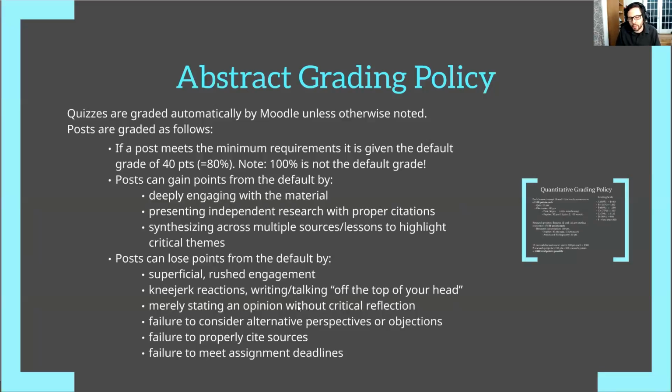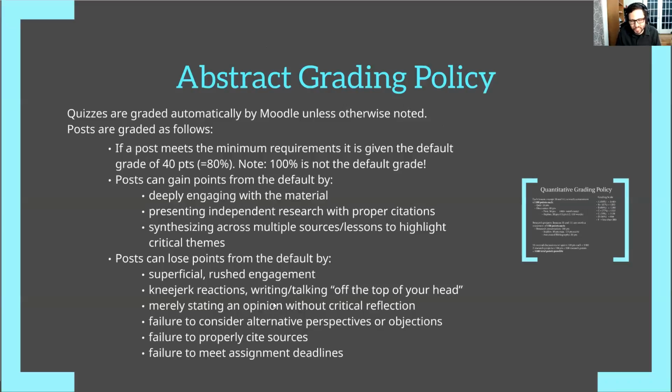Merely stating an opinion without critical reflection. Opinions are cheap, right? The class is about having your perspective and articulating it in class. But having perspectives, this is the minimum requirement. Having a perspective is fairly easy. I mean, everyone has one, everyone has an opinion.